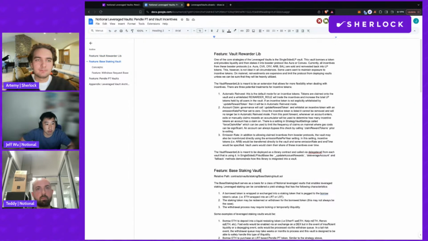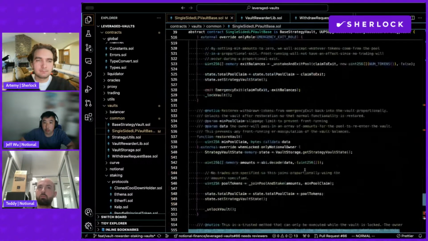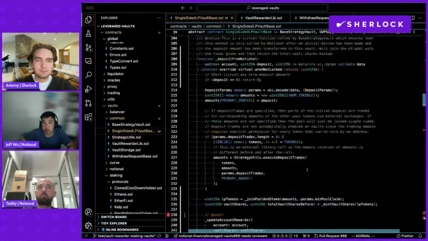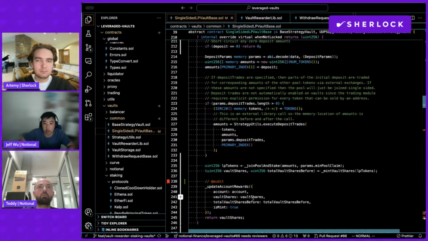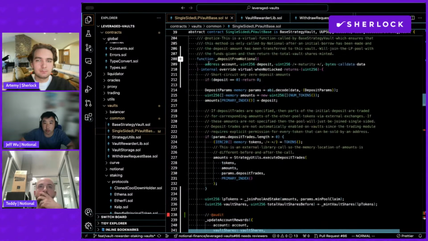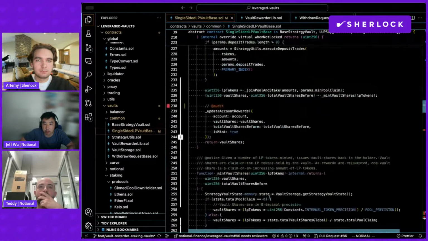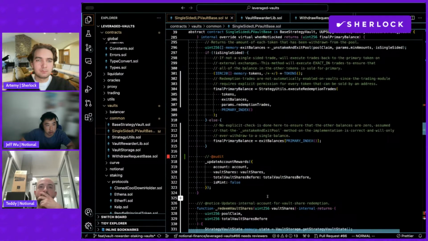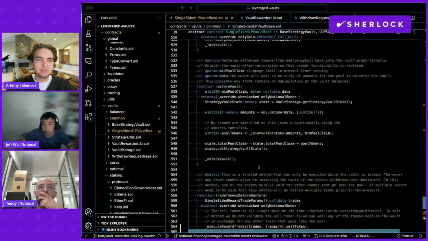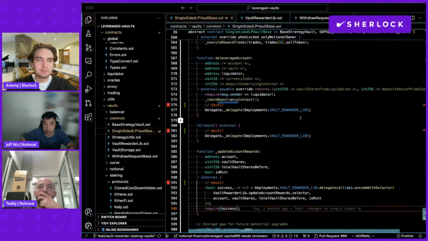I can stop here before we get into the staking vaults, and just finish this up. We can take a little look at the code for the vault rewarder lib, since it's distinct from the other feature. Here I'll call out where it's integrated into the existing single-sided LP strategy. Whenever an account enters, we'll update account rewards. Whenever they exit, we'll also call the same method. And there are some delegate calls out to this library here as well.